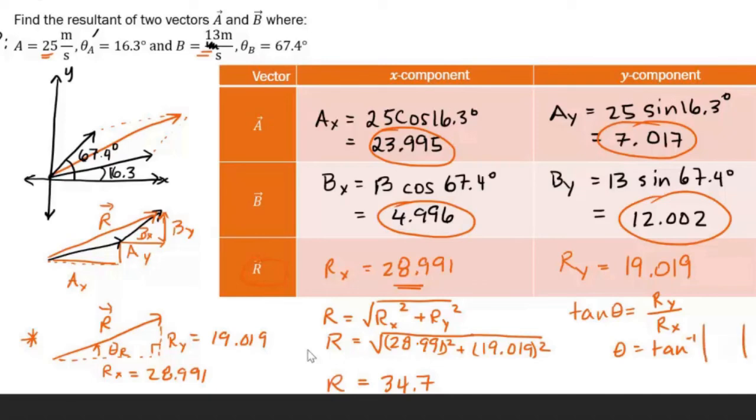Now I recommend here for this particular exercise that you take the absolute value of the ratio. Essentially what we're looking for here is the reference angle. In this case, because we can see that our resultant is a quadrant 1 angle, it doesn't matter whether or not you choose to use the absolute value here. But there are certainly other problems where this will come into play.